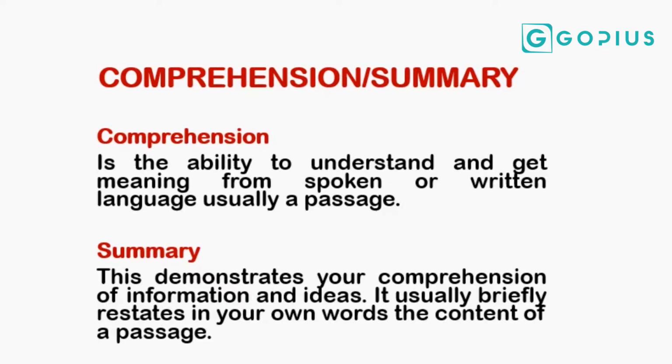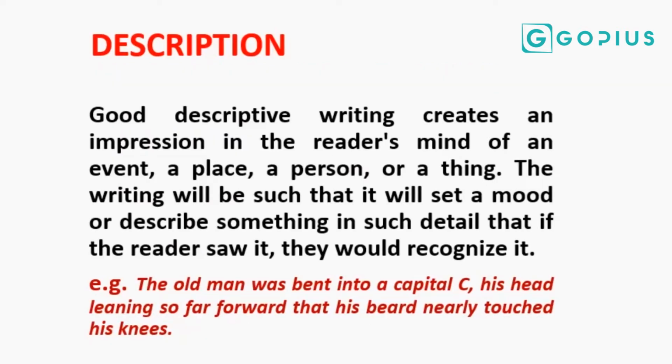So we're going to be looking at the different types of comprehension passages. The first one we have is description, because there are some passages that come in different forms. A good descriptive writing creates an impression in the reader's mind of an event, a place, a person, or a thing. The writing will set a mood or describe something in such detail that the reader can see it and would be able to recognize it.